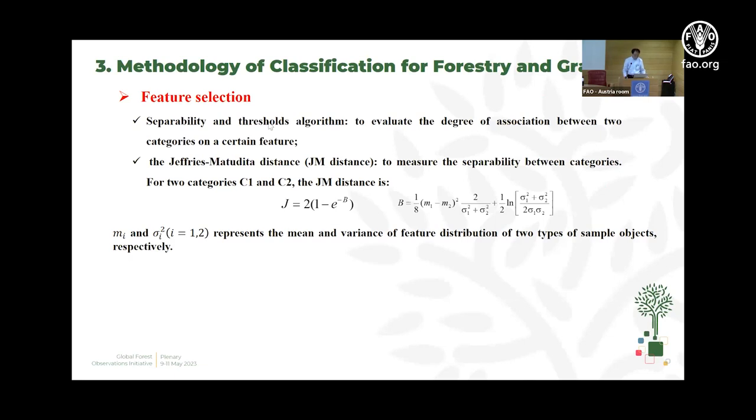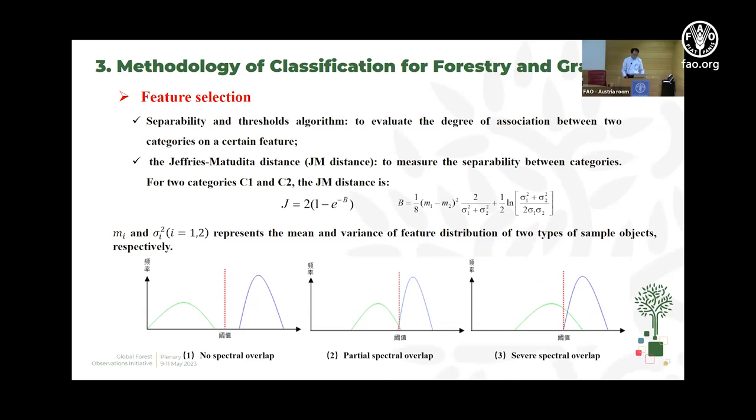For feature selection, the algorithm we use is separability and threshold, to evaluate the degree of association between two categories on certain features. Also the JM distance is used for measuring the separability between categories. Here are several examples: one is no spectral overlap, another is partial overlap, and another is very heavy overlap.